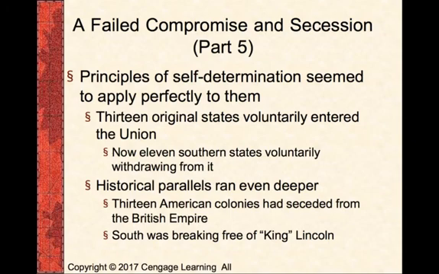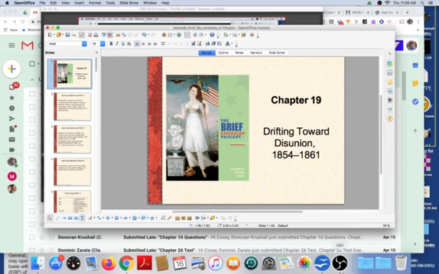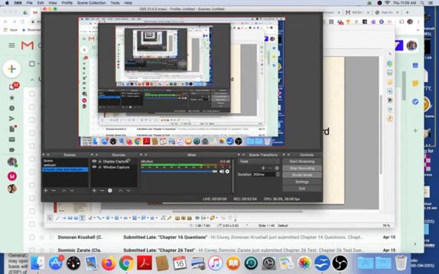The historical parallels ran even deeper here. There were originally 13 American colonies, and they had seceded from the British Empire. In this case, the South saw themselves as breaking free of the new king, Lincoln. But we'll have to see what happens next in the next chapter when the nation goes to war.